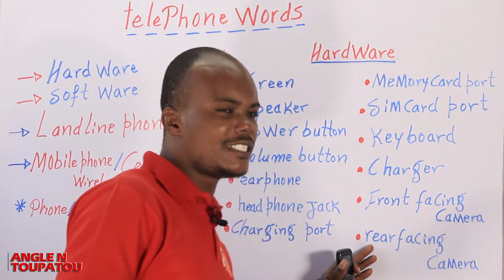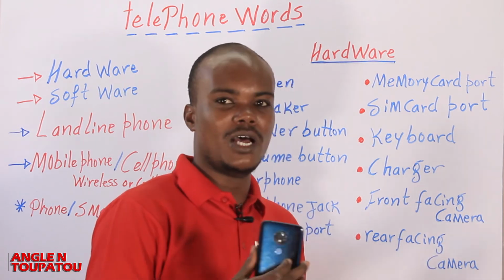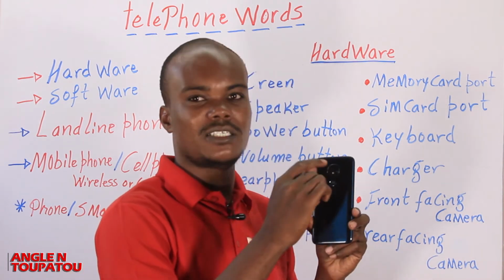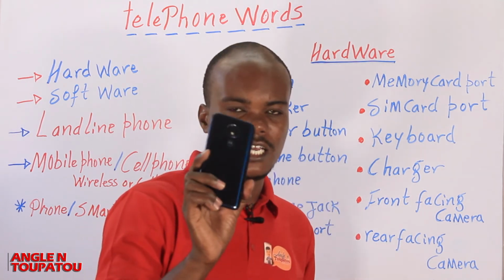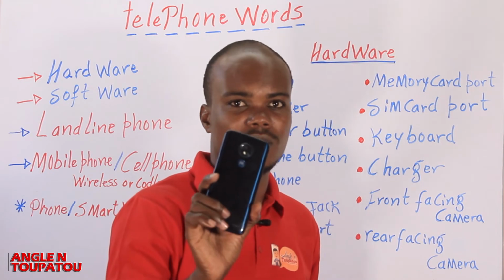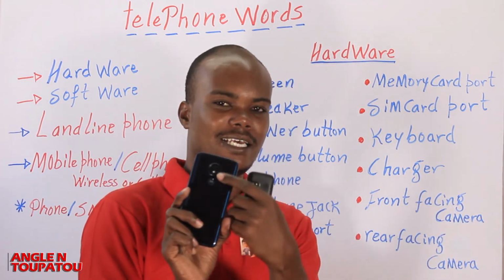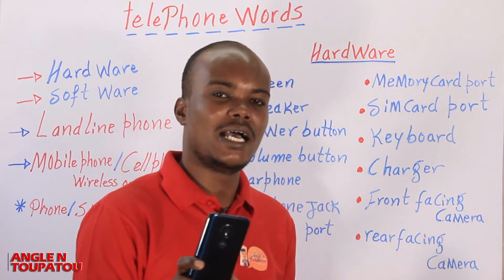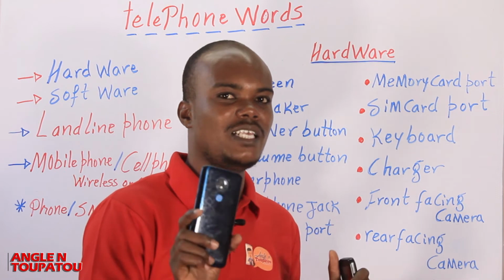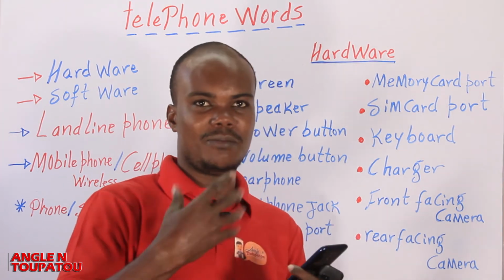And then this is a rear-facing camera. A rear-facing camera. This is the camera at the back of your telephone. You can take a photo of someone or film. This is a front-facing camera, and this is a rear-facing camera. All right, rear-facing camera. Front-facing camera.